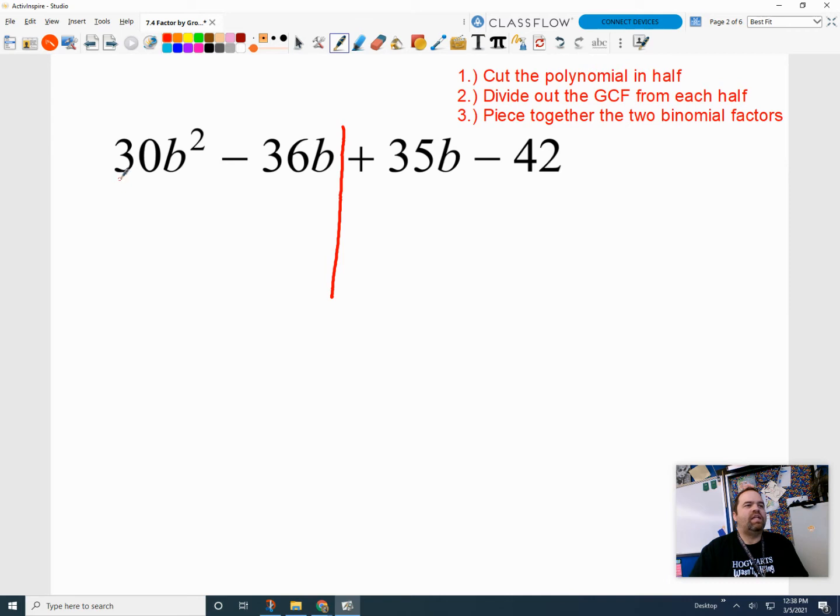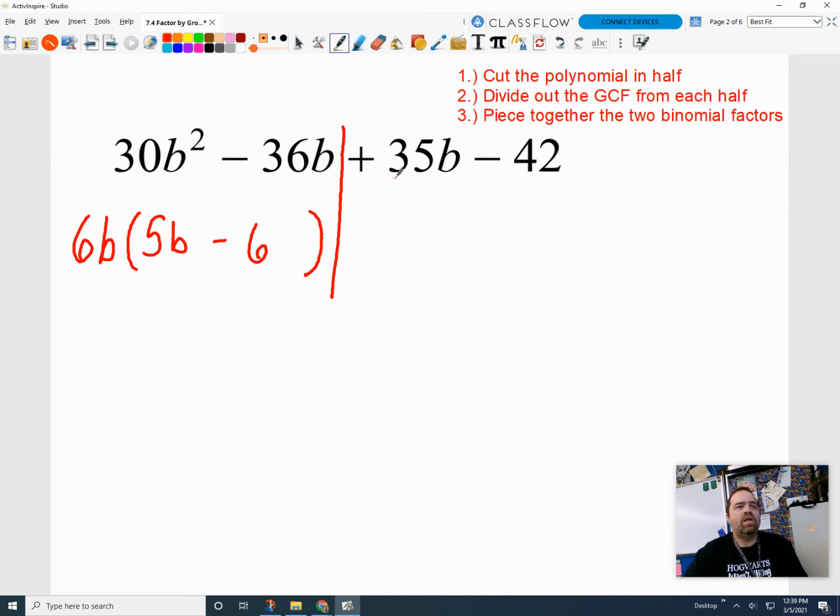So what I need here is the greatest common factor for 30b squared and negative 36b. So basically 30 and 36 are both divisible by 6, and both of these terms have a b, so I'm also going to divide out a b. Now when I do that, I'm left with a binomial, which would be 5b minus 6. Okay, the left-hand side is done. Greatest common factor, and then you move on to the right.